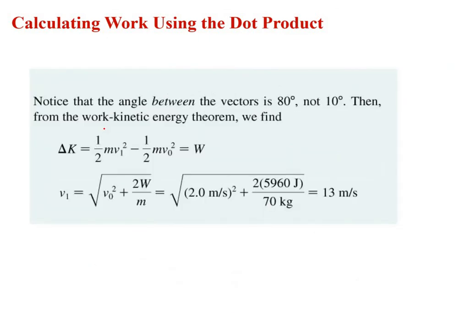Now from the work-kinetic energy theorem, we know that the total work done is equal to the change in kinetic energy. We have found the work done, so we know what W is. We know the initial velocity is 2 meters per second. We have to find V1, so it's all about rearranging the equation. You divide both sides by m, multiply by 2, and then plug in numbers. You get 13 meters per second. So that was another example that demonstrates the work-kinetic energy theorem.